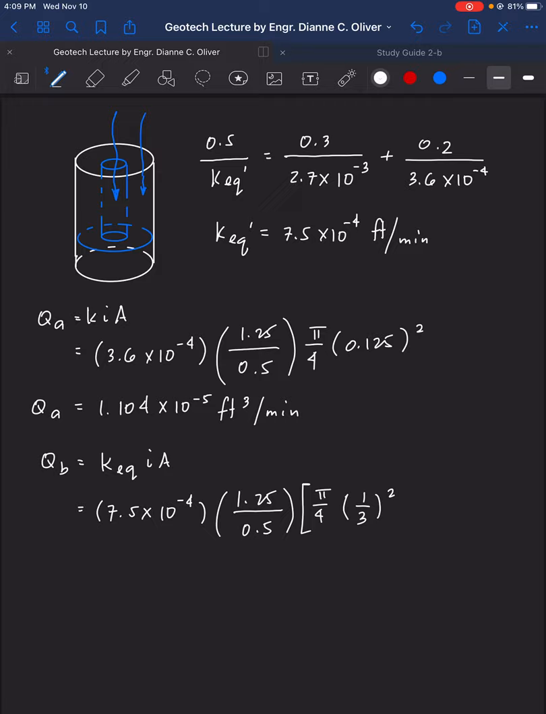So that's 1 minus 0.125 squared. That's the inner diameter. Then we input that in the calculator. The value we get for Q sub B is 1.406 times 10 raised to negative 4 cubic foot per minute. That's for Q sub B.